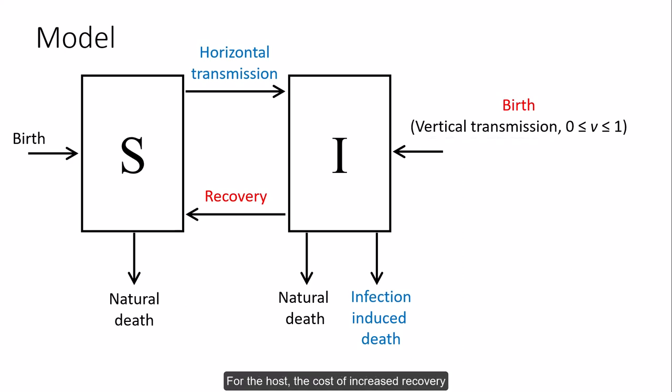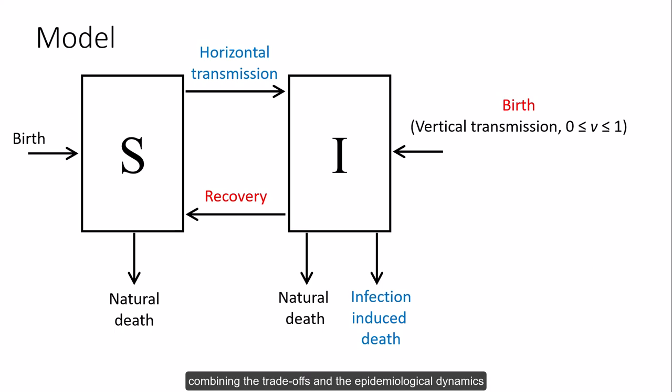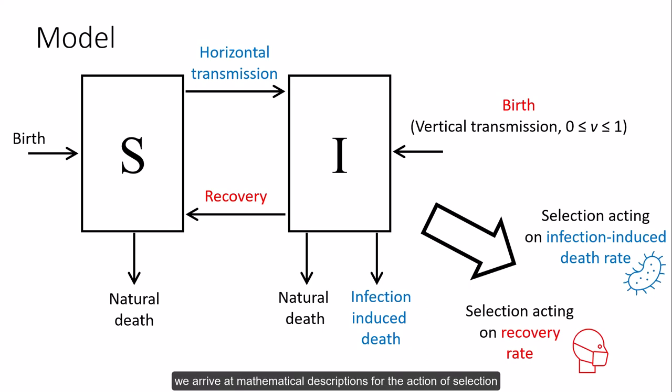For the host, the cost of increased recovery is a reduction in its overall birth rate while infected. To emphasize this, I've colored both rates in red. Combining the trade-offs and the epidemiological dynamics with some dynamical systems theory, we arrive at mathematical descriptions for the action of selection on the pathogen's infection-induced death rate and the host's recovery rate.